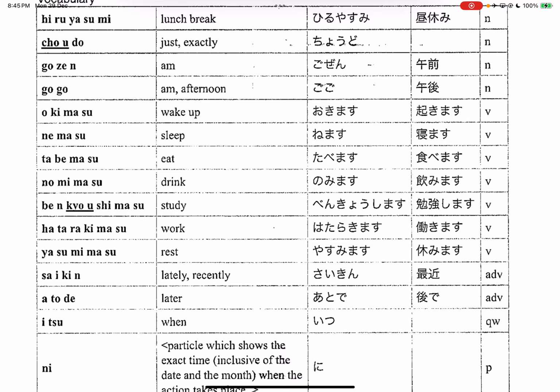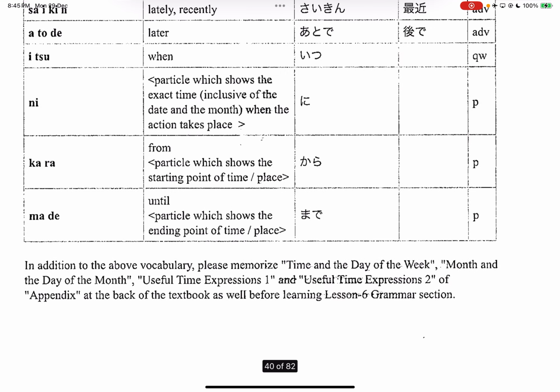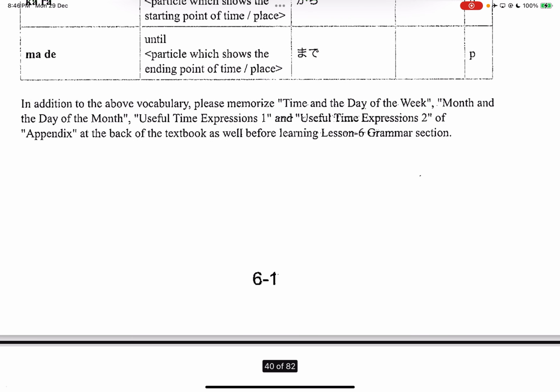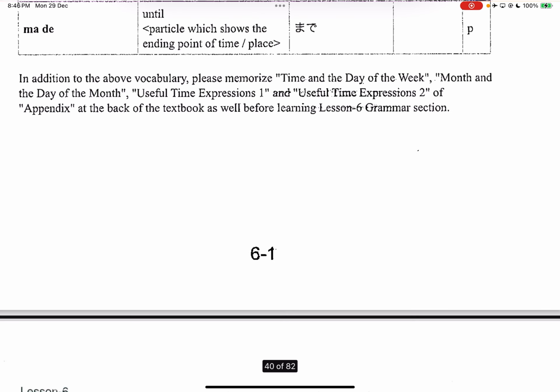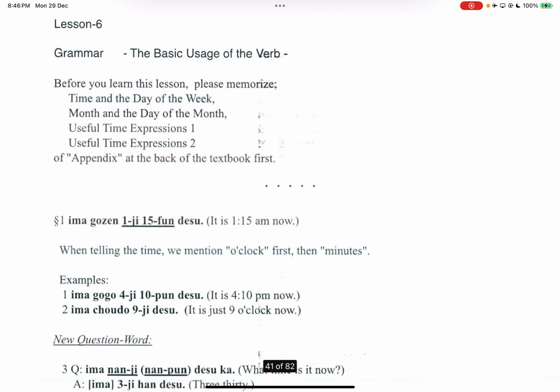Okay. So the last few are all particles. The PPP at the end is ni, kara, made. Those are particles. We'll talk about them in a while. Okay, so we are supposed to talk about time and day of the week, day of the month, useful time expressions. That one we already covered.